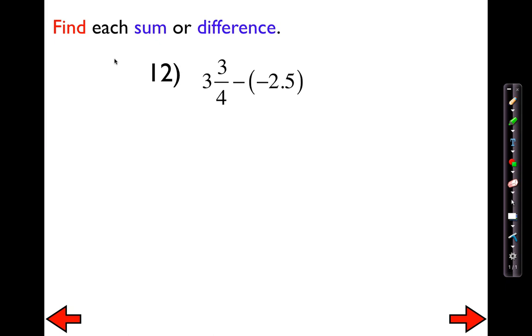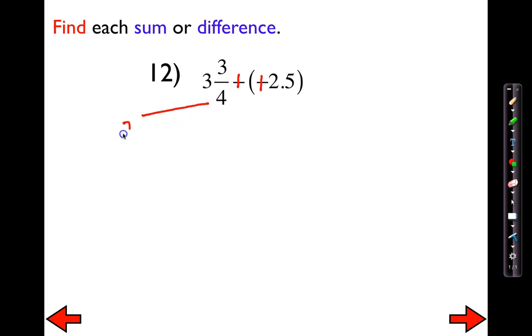Okay, so now it says find each sum or difference. For number 12, we have 3 3/4 minus 2 5/10, or 2 1/2. So first things first, I see subtraction, so I definitely want to turn that into addition, so I'm going to add. The opposite of negative 2 5/10 is a positive 2 5/10. So our first option is to turn both into fractions, and our second option would be to turn both into decimals. So here let's practice turning both into fractions.